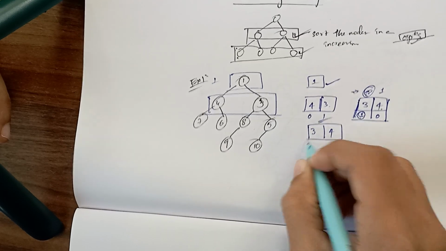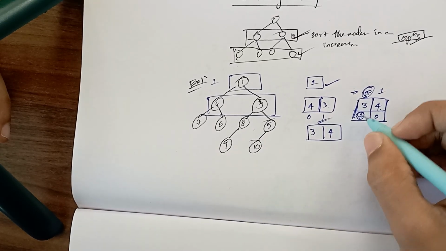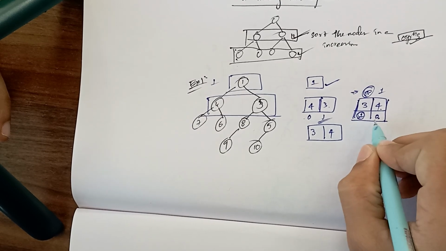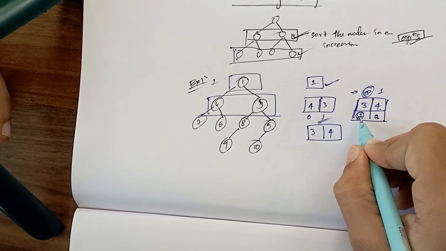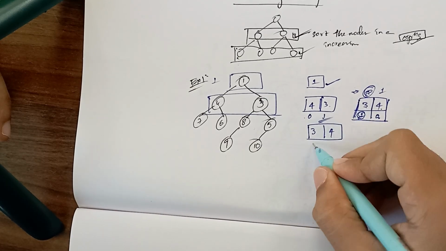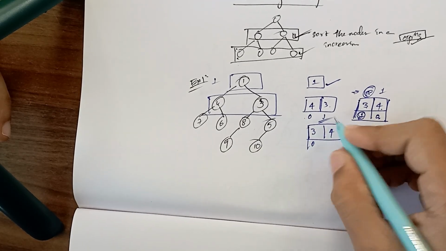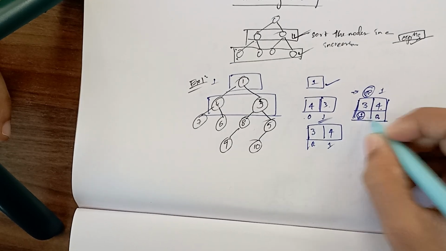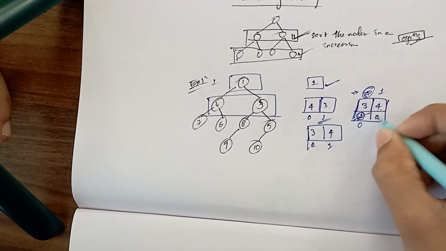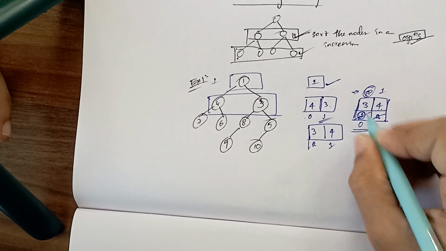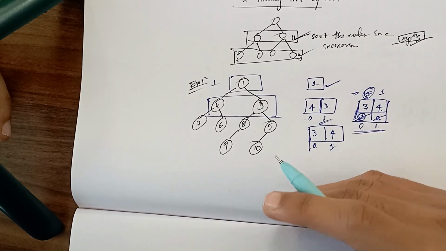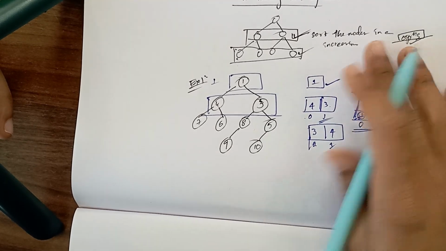And the second thing which we need to do is swap these two indices. Now 3 has become index 0, and 4 is at index 1. Now swap these two and you get 0 and 1. Now these two are at the correct indices in a sorted way.